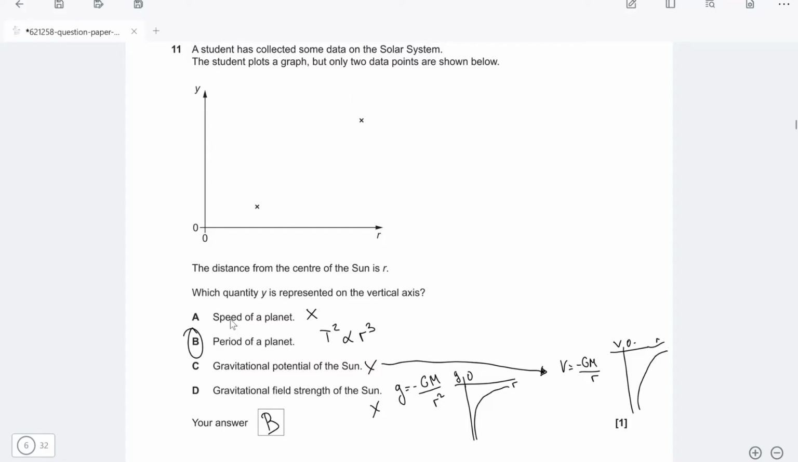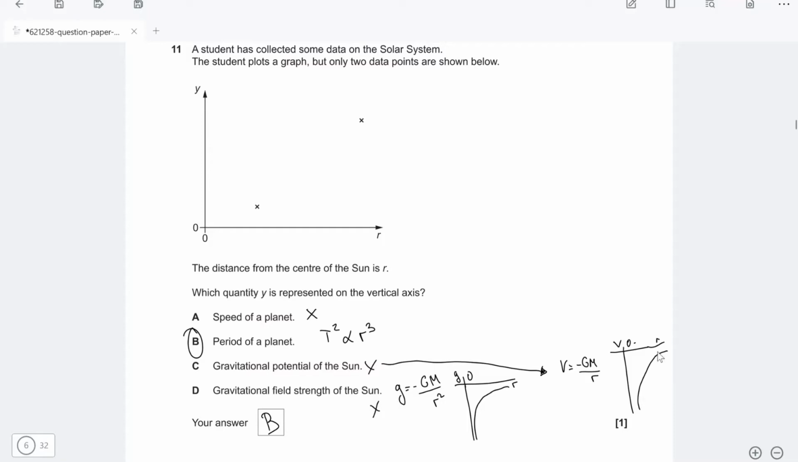Let me just show you why C and D are incorrect. The gravitational potential, the formula for it, is given by minus GM over r. If that's the case, it will be trapped in the lower right-hand quadrant of the axis.